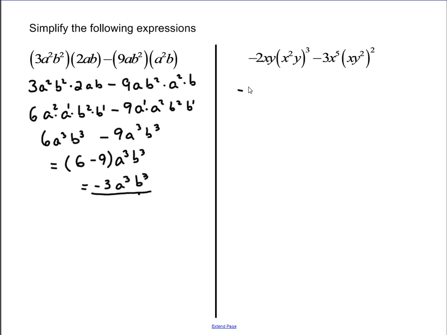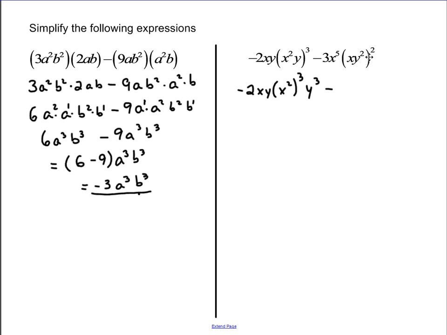For negative 2 times x times y, there are no common bases that we can multiply. But we do want to bring x squared times y raised to the third out of the parentheses. And to do that, we have to distribute our exponents. So this is going to become x squared to the third times y to the third.